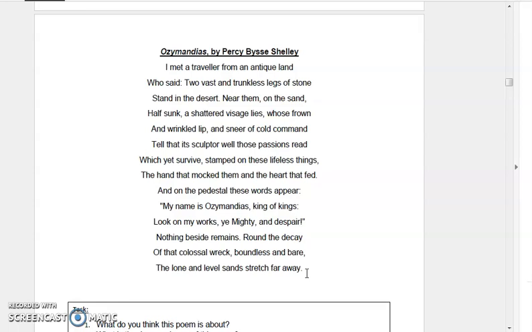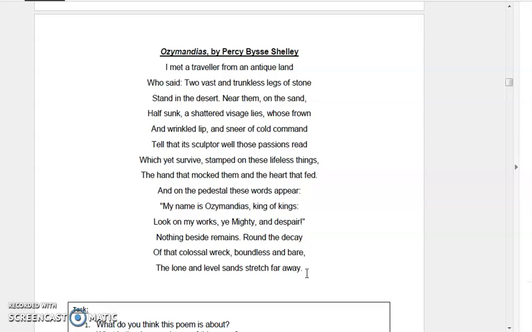I met a traveller from an antique land who said, two vast and trunkless legs of stone stand in the desert. Near them, on the sand, half sunk, a shattered visage lies, whose frown and wrinkled lip and sneer of cold command tell that its sculptor well those passions read, which yet survive, stamped on these lifeless things, the hand that mocked them and the heart that fed. And on the pedestal these words appear: My name is Ozymandias, King of Kings. Look on my works, ye mighty, and despair. Nothing beside remains. Round the decay of that colossal wreck, boundless and bare, the lone and level sands stretch far away.